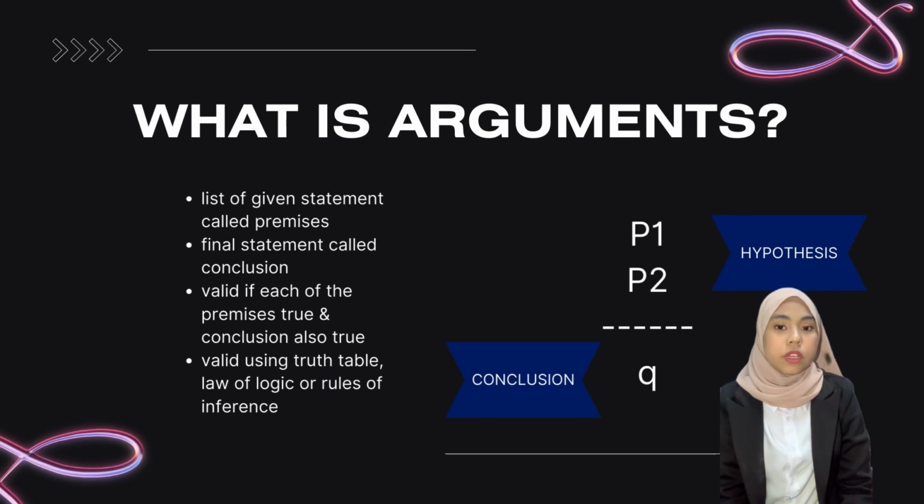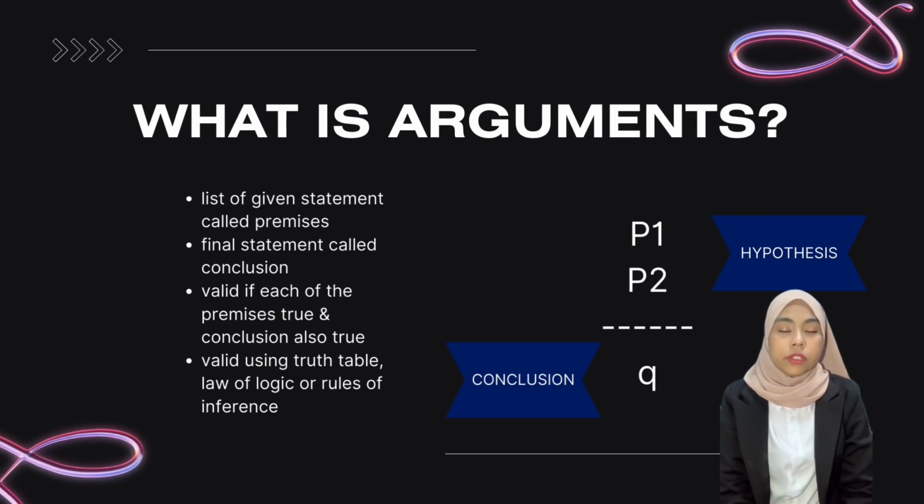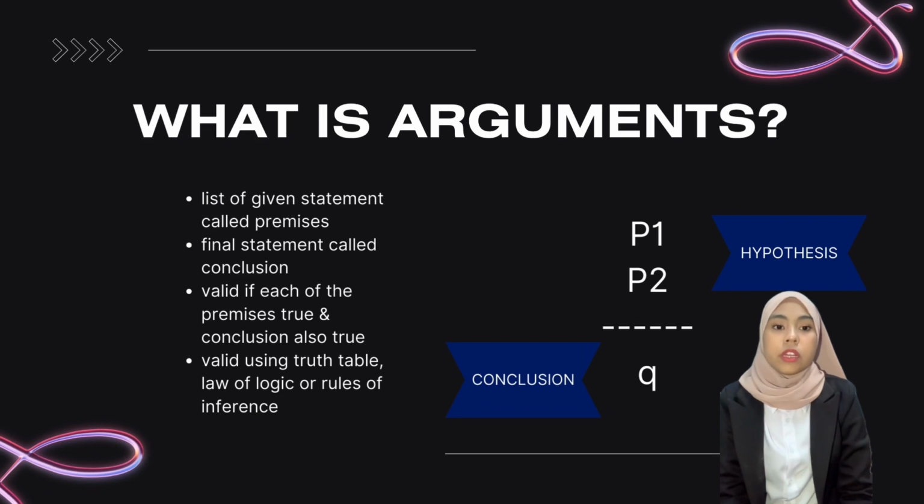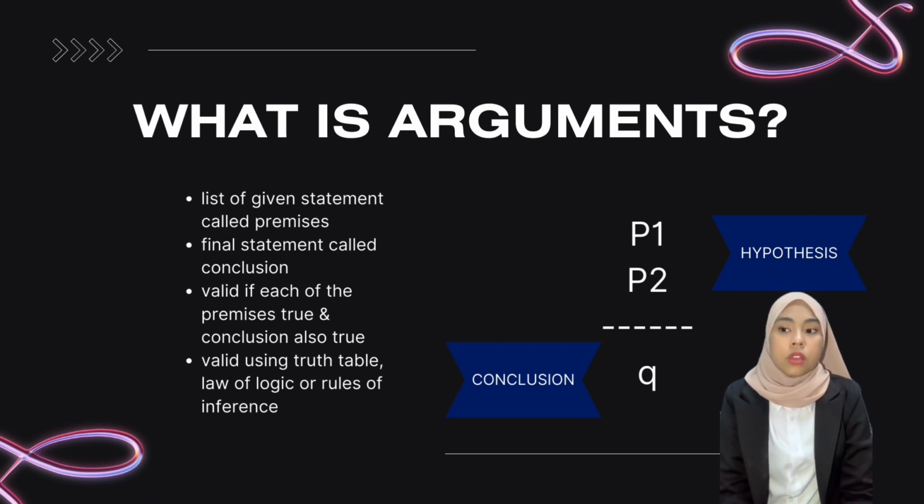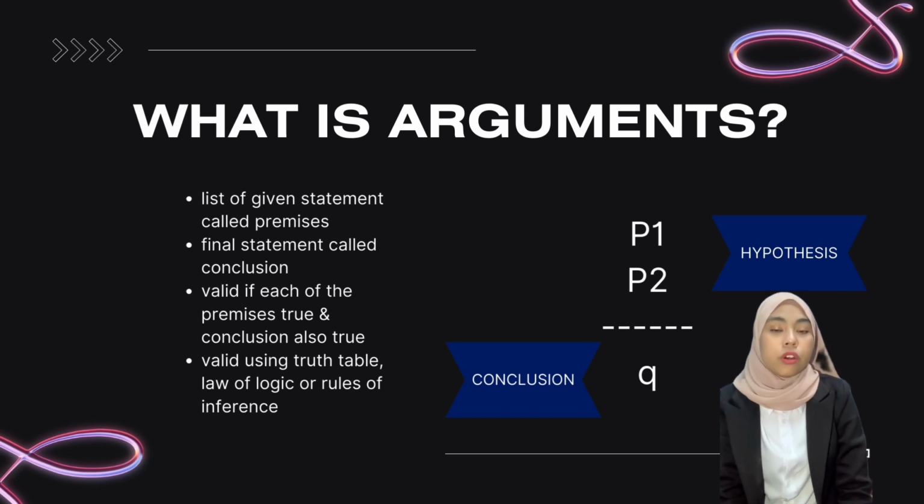Today I want to present about argument. An argument is a list of given statements called premises, for example P1 or P2. Next, the final statement is called the conclusion, which is Q. The argument is valid if each of the premises is true and the conclusion is also true. This argument is validated by using a truth table, law of logic, or rules of inference.